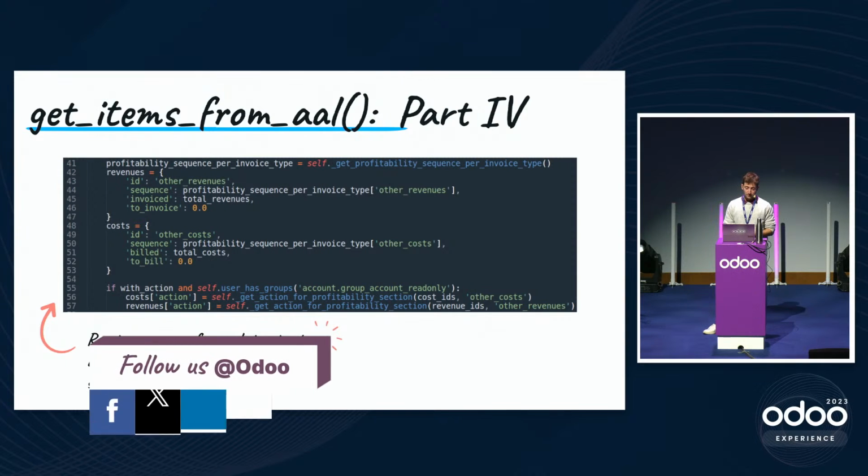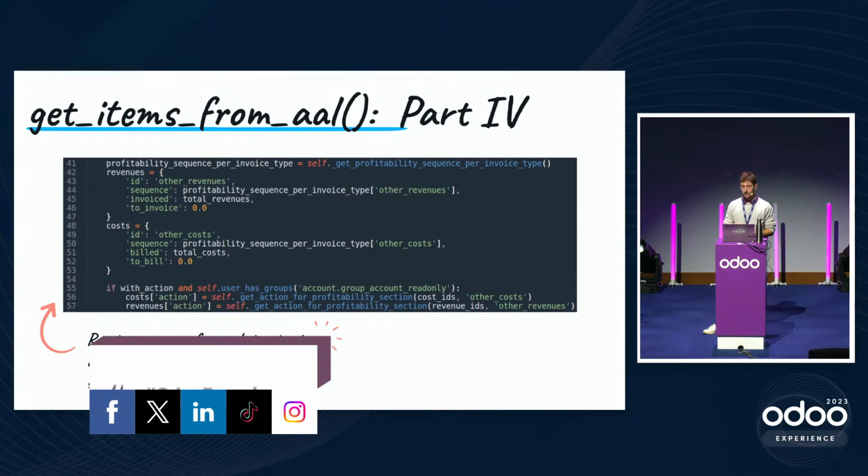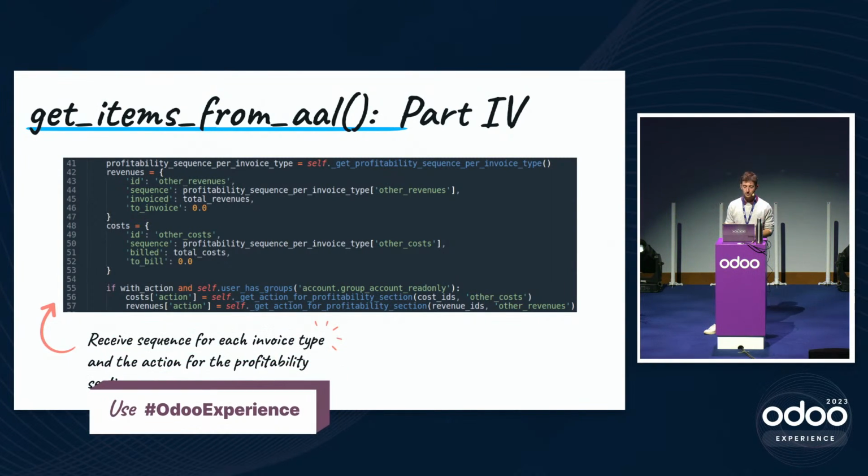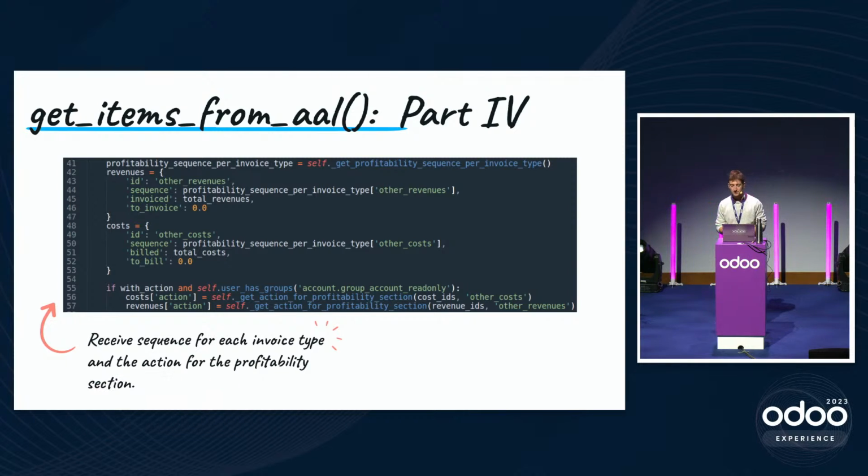Then in line 55, we check whether the with action parameter that we passed in this method is true and whether the user has at least read-only rights to the projects and the accounts. If that's the case, we call the get action for profitability section method, which adds an action to the revenues and the costs dictionaries that we have defined, and this allows the users to click on items in the profitability section to have more information about those items.